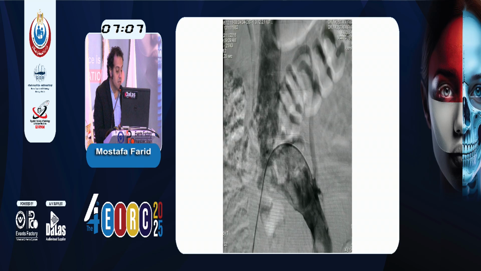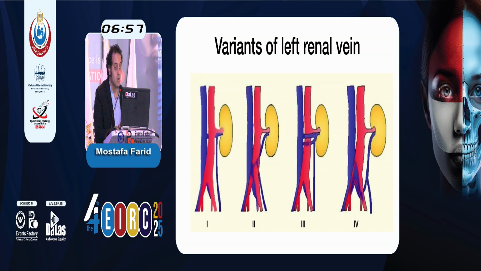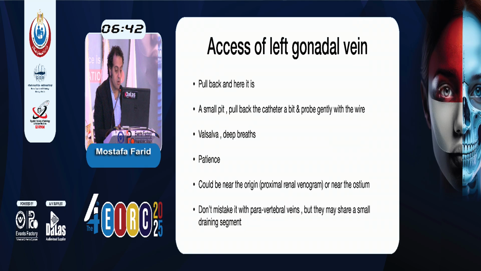So look, there is a clue that there is an IVC here. And you would never have guessed if you did not know that there are variants. So always keep in mind the variants, because the eyes cannot see what the mind does not know. Then we went to the renal vein and we finished our procedure. Okay, after accomplishing the first mission, which is accessing the renal vein, now you have to access the gonadal vein.